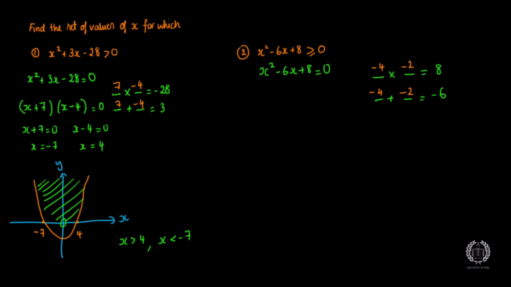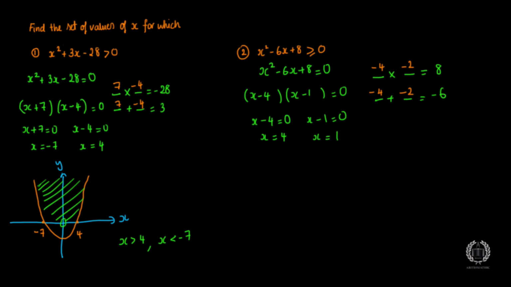Now all I'm going to do is put these into two brackets, so two brackets equals to 0. This is going to be x, and this is going to be x, and then you have minus 4 and minus 2. So one of my solutions is x minus 4 equals 0, so x is equal to 4. The other solution is x minus 2 equals 0, so x is equal to 2.